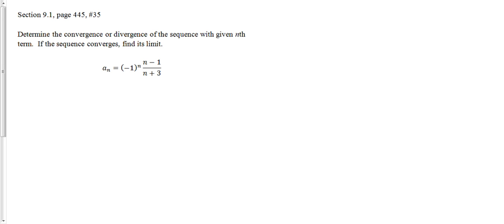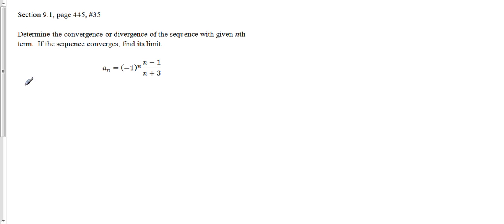Now, we've talked several times about how determining if a sequence converges or diverges involves finding its limit as n goes to infinity. And this is because if that limit is equal to a finite number, then we're going to say that the sequence converges. But if that limit for the nth term is undefined or is equal to infinity, then we're going to have to say that that sequence diverges.